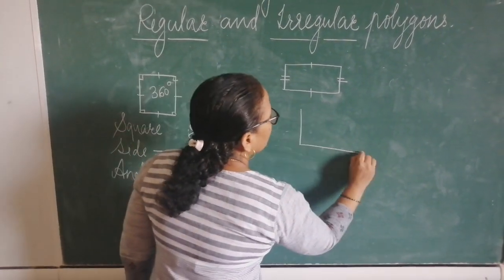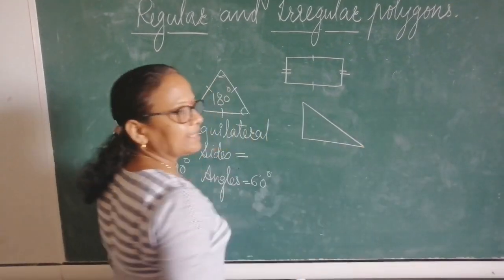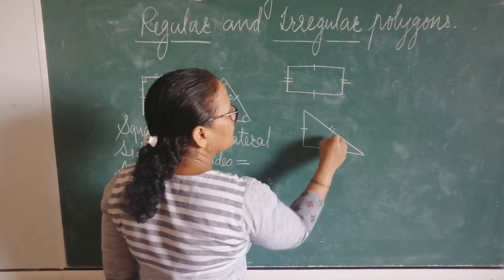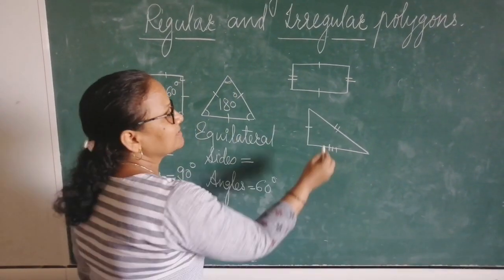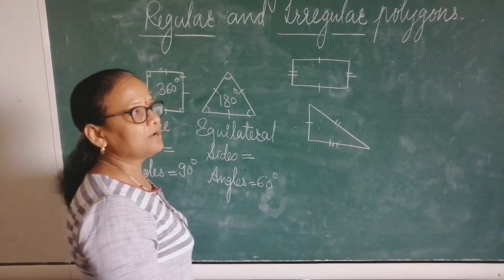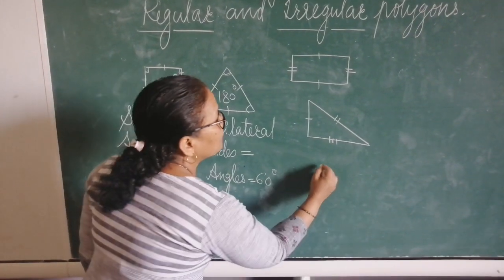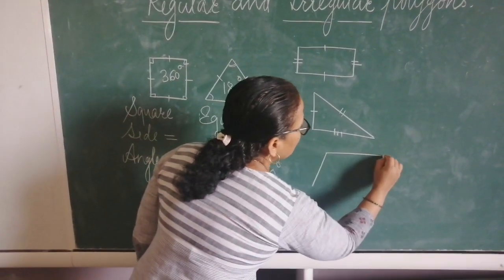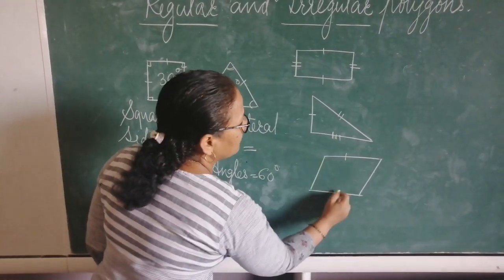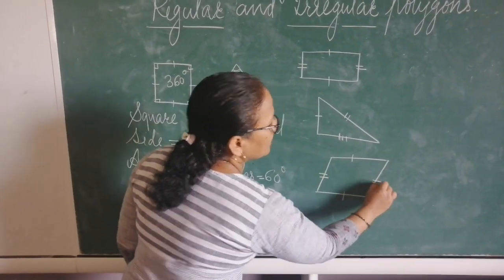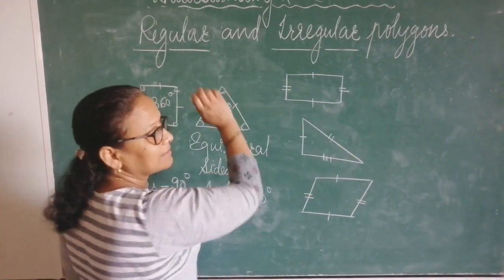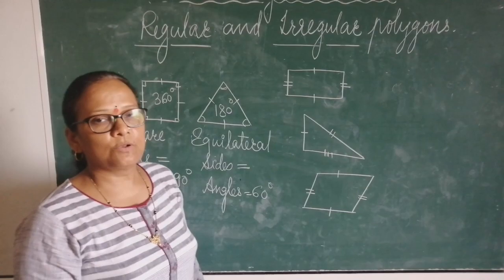In the same way, take the isosceles and scalene triangles. Here also the sides are different from each other, not equal. That's why isosceles and scalene triangles are considered irregular polygons. Similarly, a parallelogram is also irregular, because in a parallelogram only opposite sides are equal and opposite angles are equal. That's why a parallelogram is considered an irregular polygon.